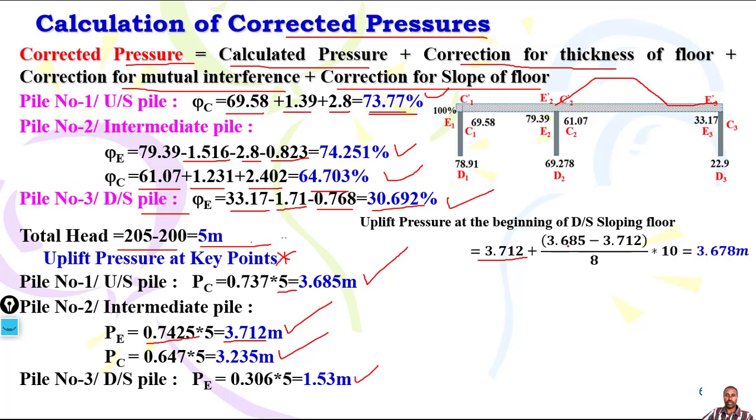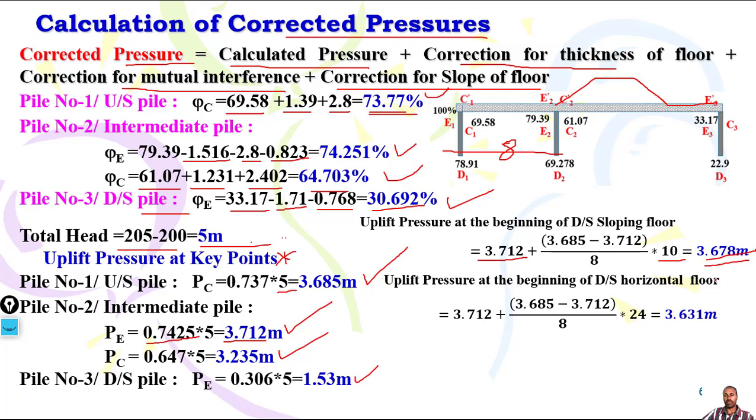So you have here, then you have to subtract this potential, which is pressure 3.685, which is this one, PC minus PE, over the 8 meter distance you have here, then times 10. You get this, which is just the uplift pressure at the beginning of the downstream sloping floor. This is the result.